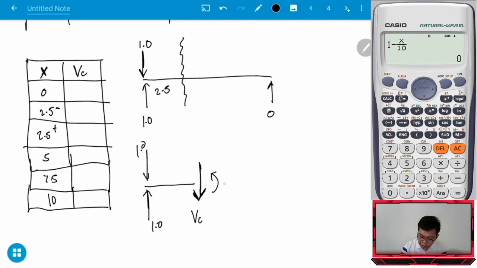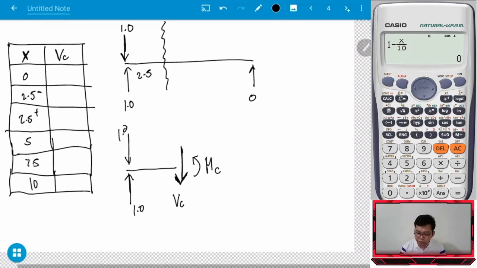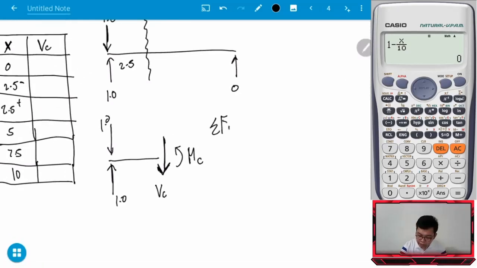And then we have the moment MC. Now, I'm not interested sa moment. I'm interested sa shear. Okay, so I'll just sum up forces. Vertical is equal to 0. Upward equals downward. Okay, so ano yung upward forces natin? So 1.0. And then that must be equal to the downward forces. Okay, so ano yung downward natin dyan? So that is actually equal to 1.0 plus VC. Agree kayo dyan? I hope agree kayo?